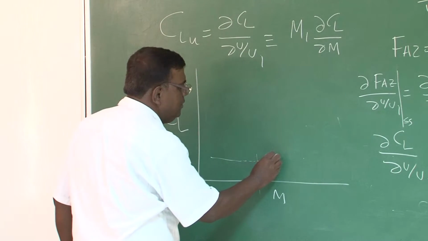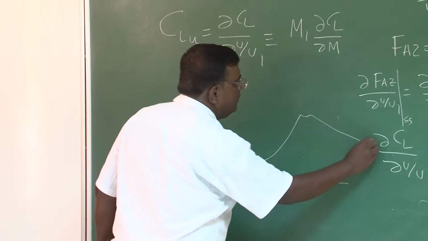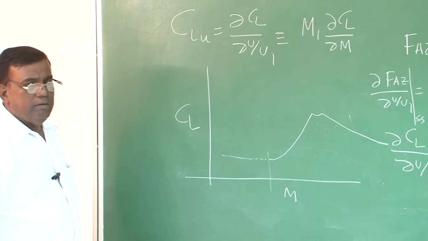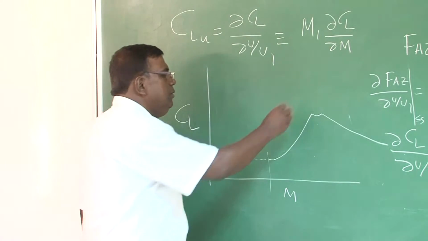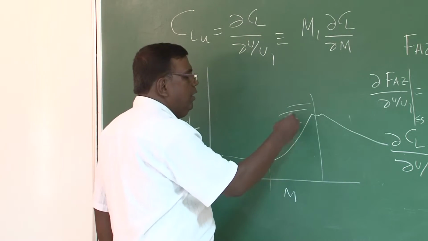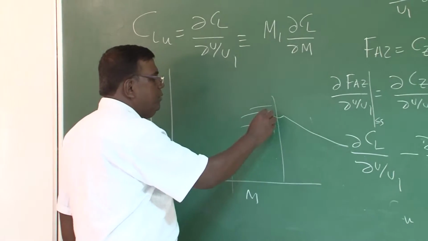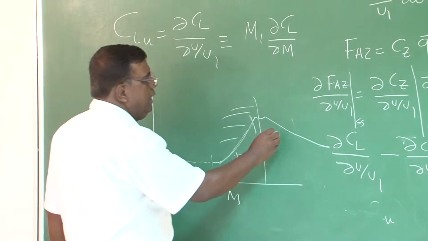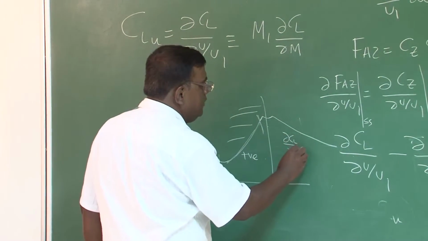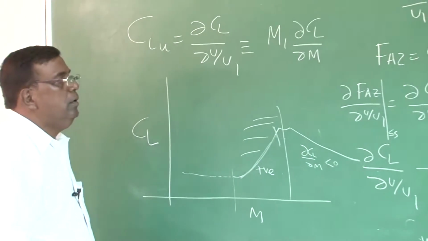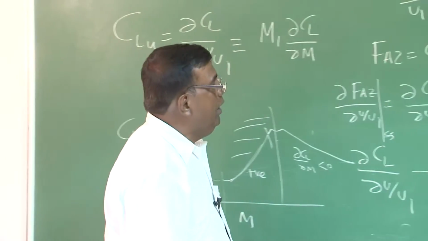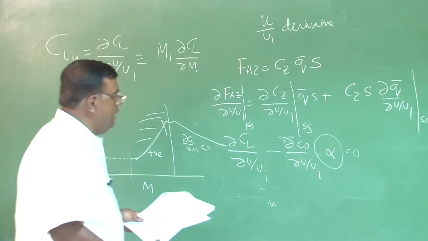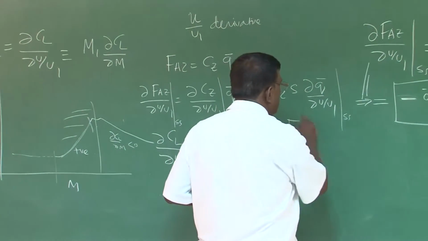Up to 0.6 it remains almost constant. Then there is a dip. It goes like this. This typically follows the Prandtl-Glauert transformation. And here also you could see, in the region up to high subsonic, this slope is positive, dCl by dm is positive, and beyond that dCl by dm is negative. So again, depending upon which flight regime you are flying, the value of dFaz by du1 is also going to change. Right? You could also see that there is an analytical way of handling it using the Prandtl-Glauert transformation.